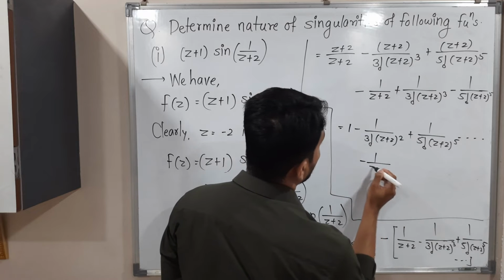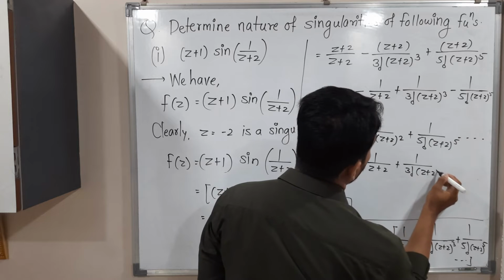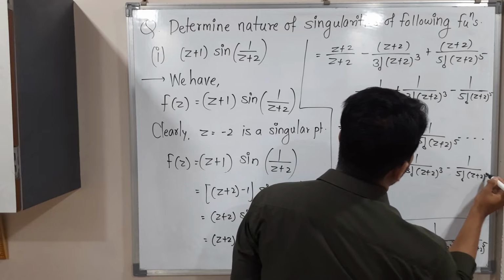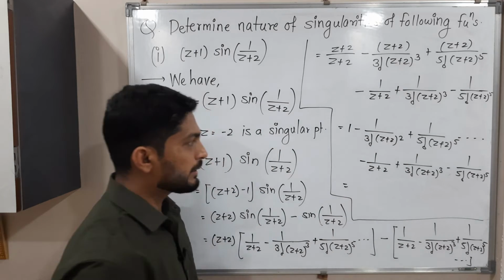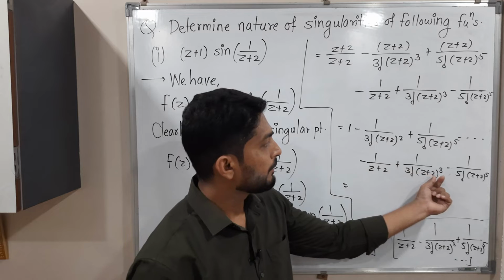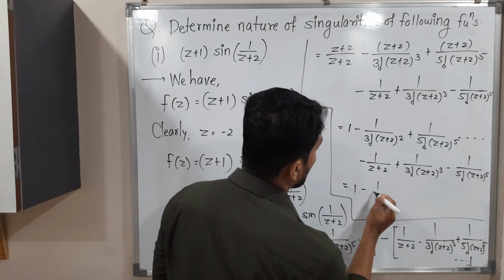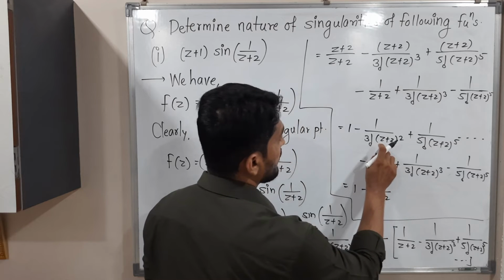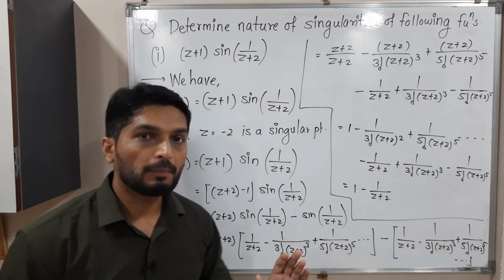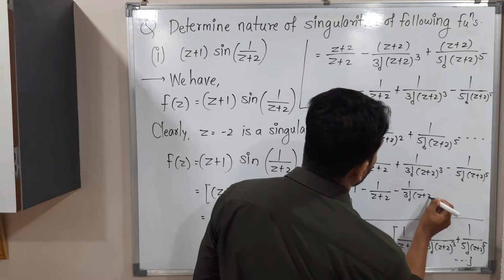Here we have minus 1 upon z plus 2 plus 1 upon 3 factorial z plus 2 cube minus 1 upon 5 factorial z plus 2 raised to 5. Okay, let me write in a proper way. I will write with increasing powers of z plus 2. So let me write 1 first. This bracket has power 1, so 1 upon z plus 2. After that I will write this bracket since it has power 2. In this way I will go with the increasing power of that bracket. So minus 1 upon 3 factorial z plus 2 square.